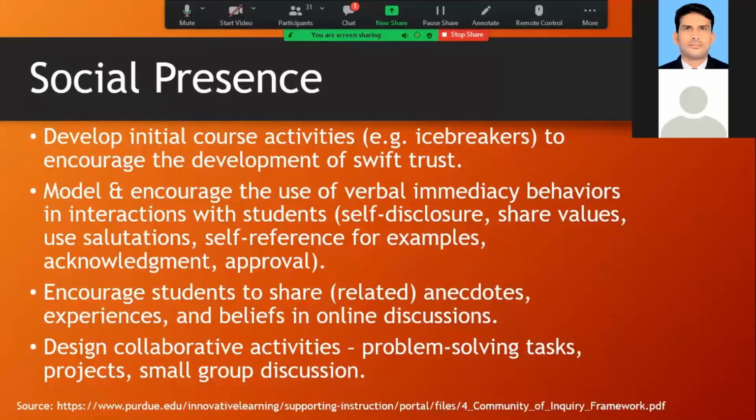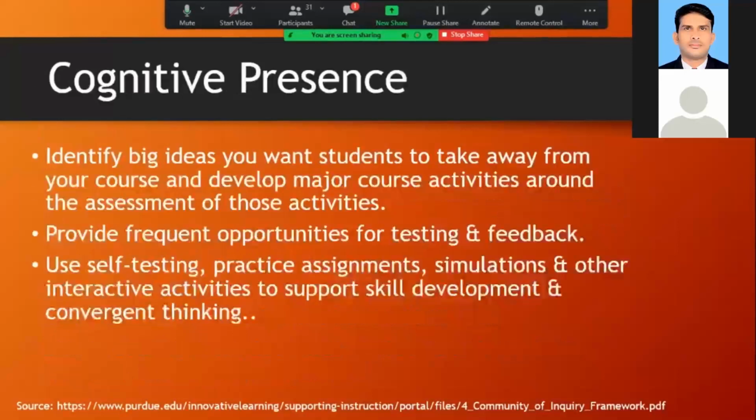You can develop course activities like icebreakers to encourage the development of trust. You can model and encourage the use of verbal immediacy behavior like self-disclosure, sharing values, using salutations, self-reference, acknowledgements, and approvals. Your activity should be there. If there is no activity, there is no social presence. You also need to encourage students to share their anecdotes, experiences, and beliefs during the online discussion. This also ensures that social presence is there. You can design collaborative activities, problem solving tasks, projects, and group discussions where you can ensure social presence. Then how will you ensure the cognitive presence?